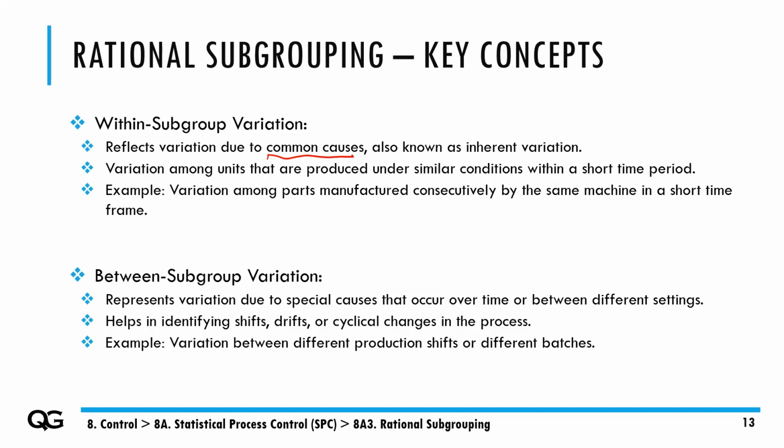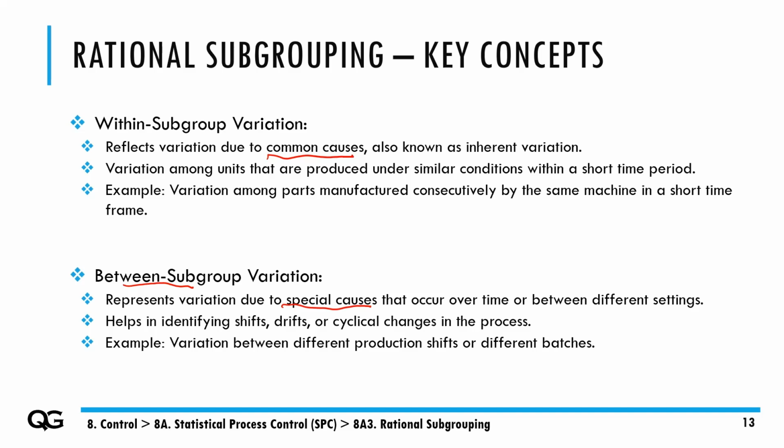And this is the variation which is occurring when the product is being produced under similar condition, because these items we are picking from the same time frame. So within subgroup we are expecting minimum variation because this is under similar condition. On the other hand, between subgroup variation represents the special causes. These are due to special causes, and this helps us in identifying if there is any sudden change in the process. So this is rational subgrouping.